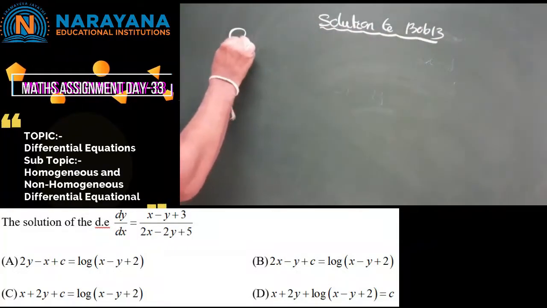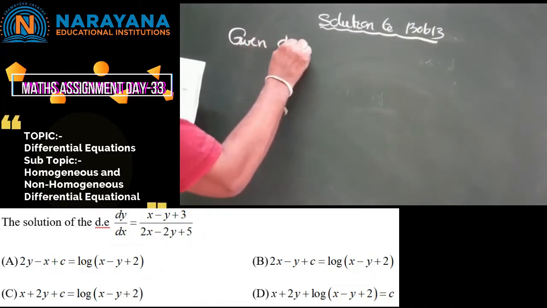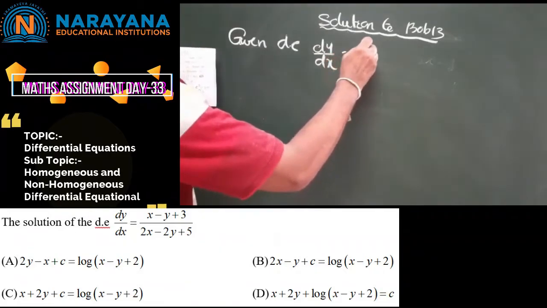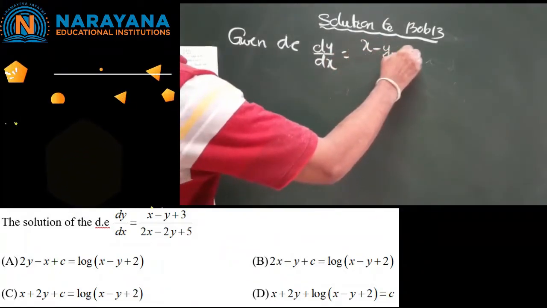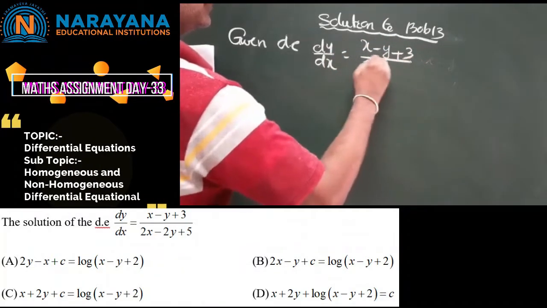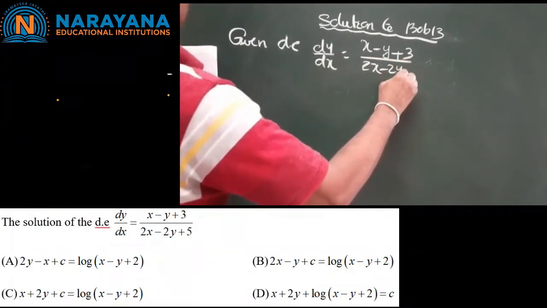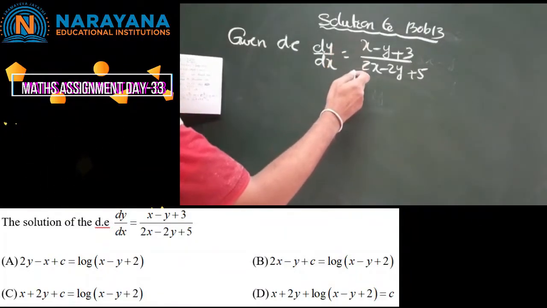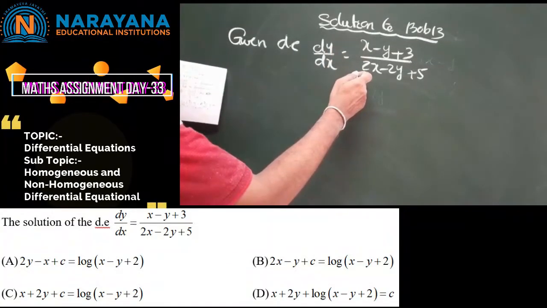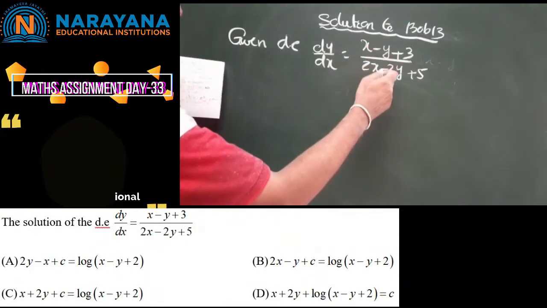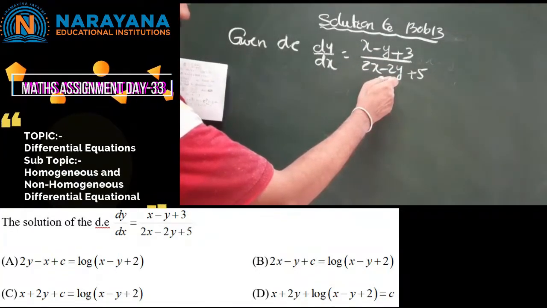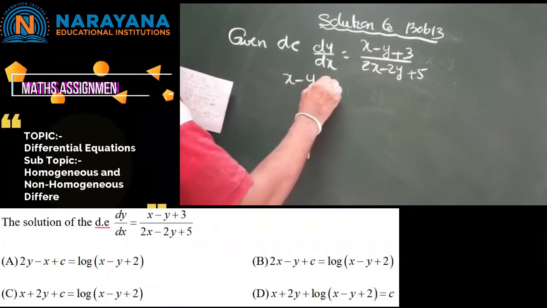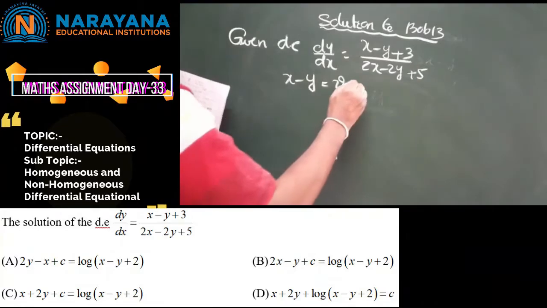Now, given the differential equation dy by dx equal to x minus y plus 3 divided by 2x minus 2y plus 5. Here the coefficient of x in the numerator by the coefficient of x in the denominator, and the coefficient of y in the numerator by the coefficient of y in the denominator are the same. So for this case, we are taking the substitution x minus y equal to v.